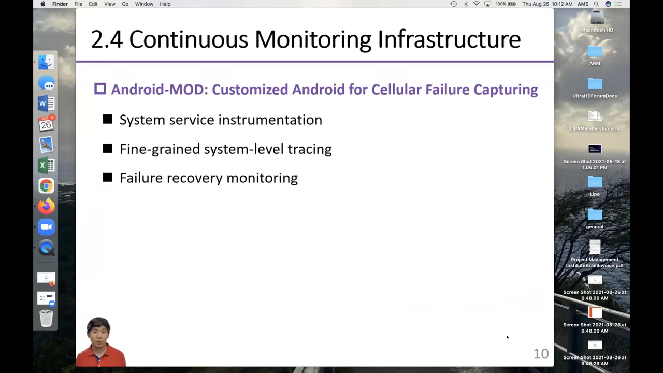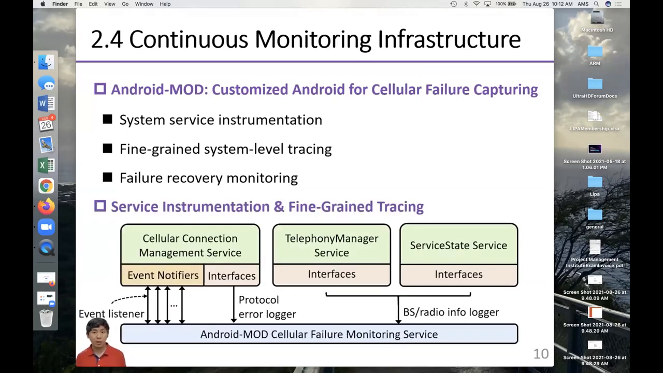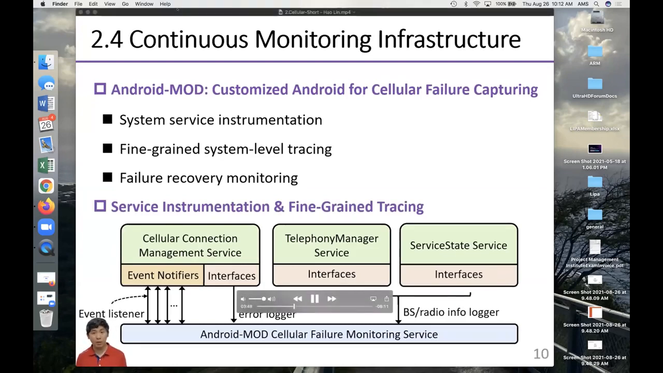Android Mode targets three important objectives: system service instrumentation, fine-grained system-level tracing, and failure recovery monitoring. Specifically, to instrument system services and collect system-level traces, we build a failure monitoring service into Android Mode. Once an event occurs, it pulls important base station, radio, and protocol-related information from concerned system services.